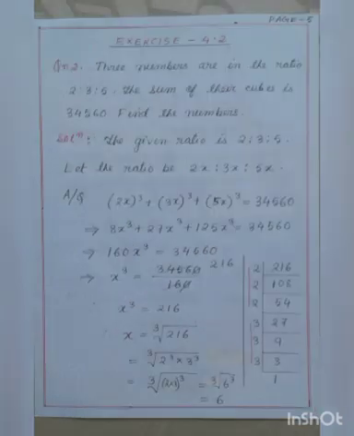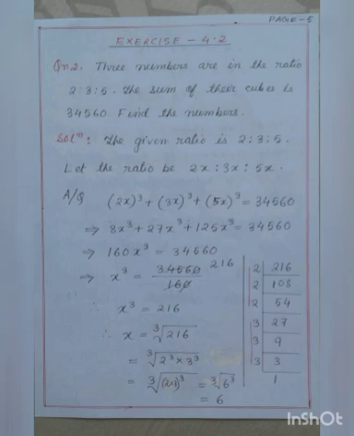Now let us solve some problems from exercise 4.2. Question number 1. Find the cube root of the given numbers by the prime factorization method. I assume all of you have understood that topic and you can do the sum. I have done question number 2 for you. Three numbers are in the ratio 2:3:5. The sum of their cubes is 34560. Find the numbers. Solution: the given ratio is 2:3:5.